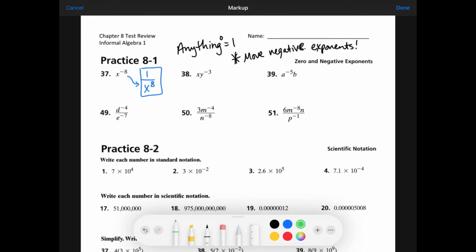Number 38, x has its own exponent, it's x to the first power, so that's fine. But we just have to drop the y to the negative 3rd underneath it. So we'll have x over y to the 3rd.